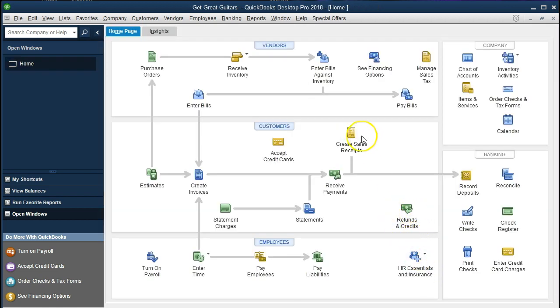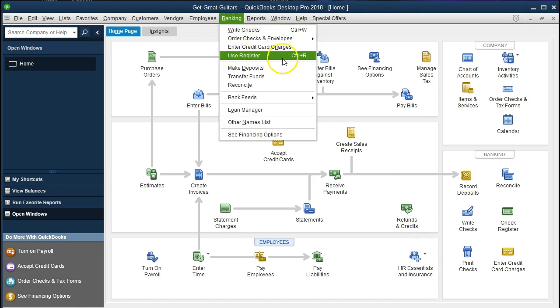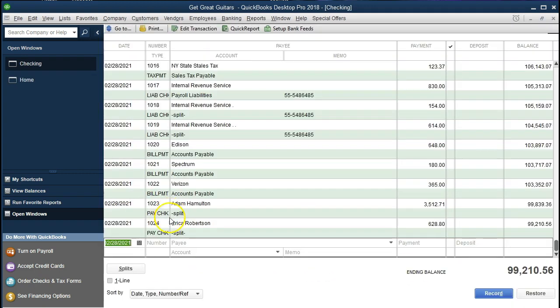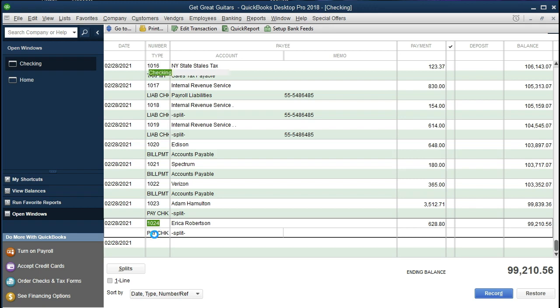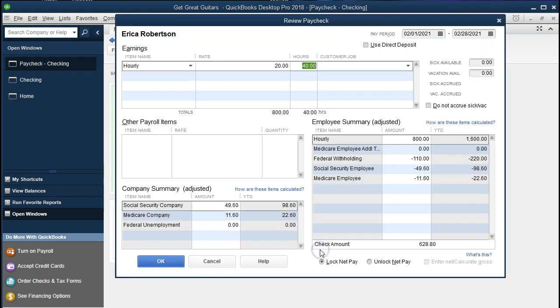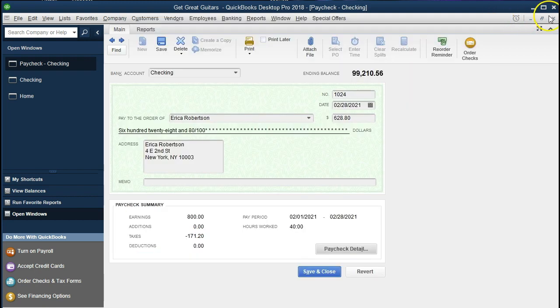First, we might want to check the check register to make sure that those have been created. So we can go to Banking, use Register, and Checking account. And there are our two checks. We can see that they are paychecks rather than just normal checks or pay bills. If we double click on it, we have to double click right on that little item where it says paycheck, by the way. Then we can see our net pay, our activity. It's all lumped together, however. If we want to see the detail, we go to Paycheck Detail, and that will give us our breakout of the input screen. Closing this back out, closing this back out.